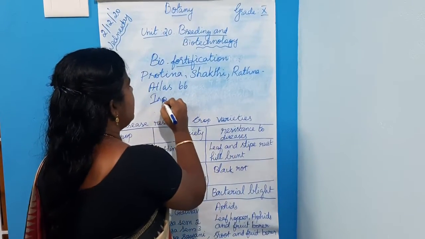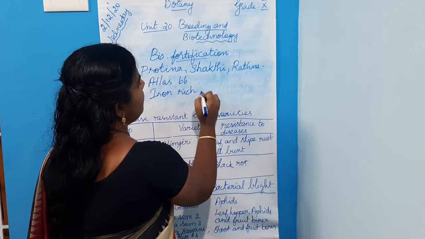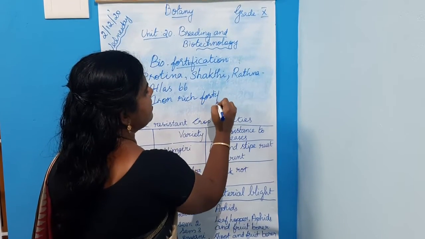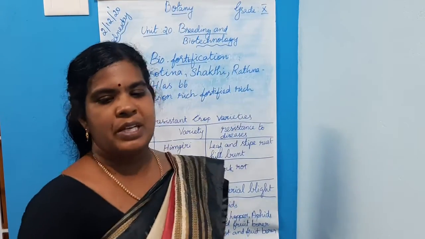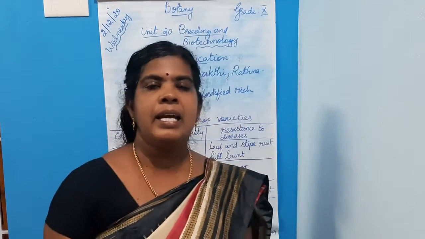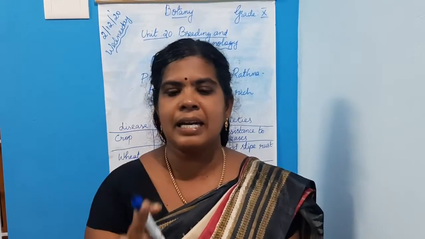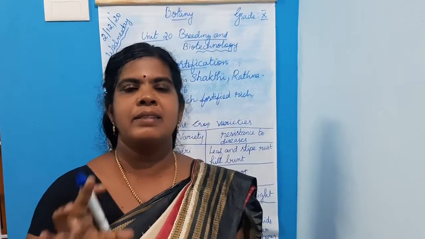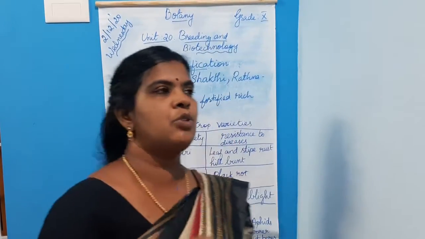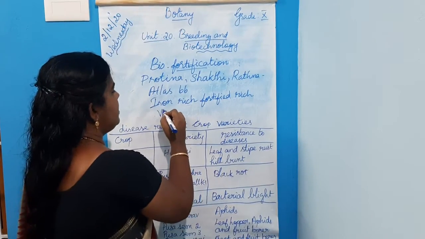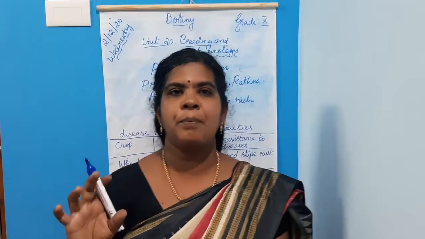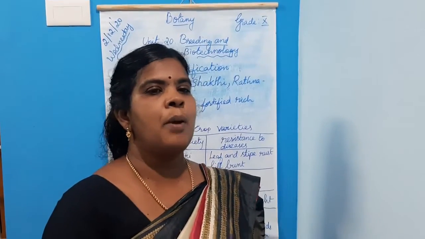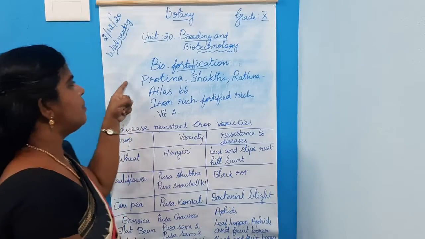Iron rich fortified rice developed through biofortification. Next is vitamin A enriched carrots, pumpkins and spinach. These are developed through biofortification. Vitamin A rich carrot, spinach and pumpkins. So these are the achievements of biofortification.